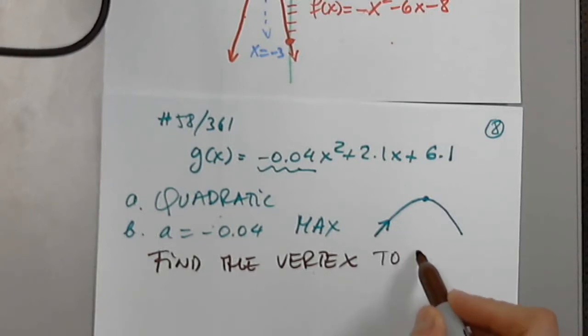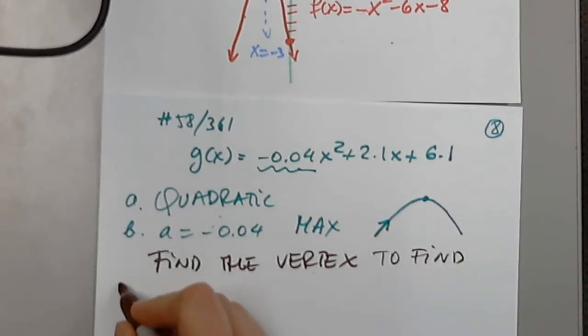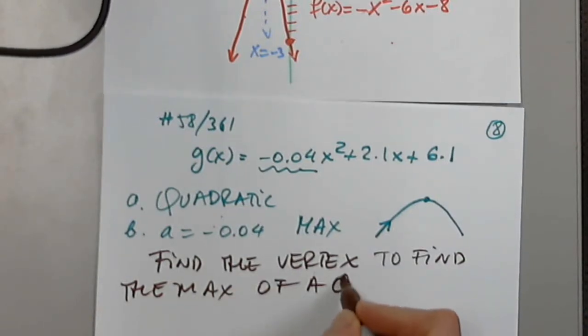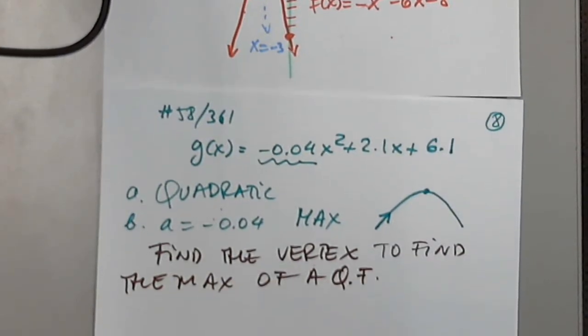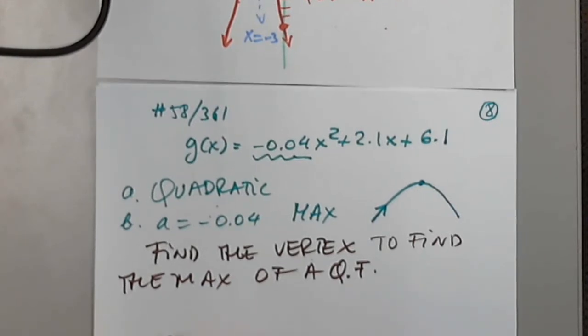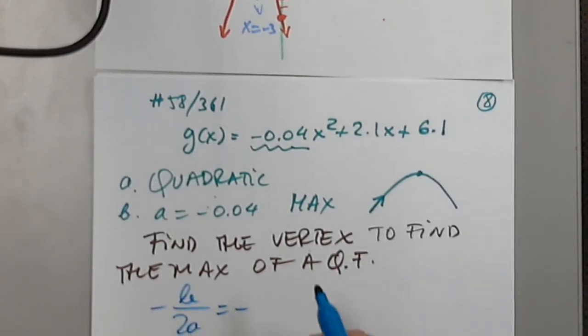In order to find the max of a quadratic function, how do I find it? Remember that little trick that we wrote to refresh? Negative b over 2a. Awesome, thank you. Negative, what is b? 2.1. Over 2 times a.